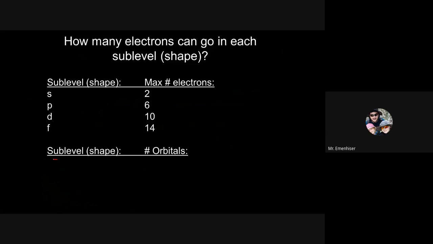The s will only have 1 orbital, and it's just a sphere. The p will have 3 orbitals. Remember, there's that one, and then that one, and then that one. The 2p would be the first example of that, and it can hold 2 electrons in each of those orbitals. So that's 3 orbitals total.